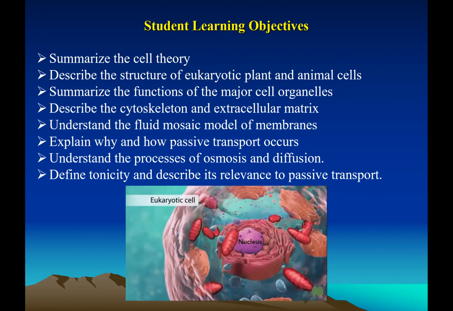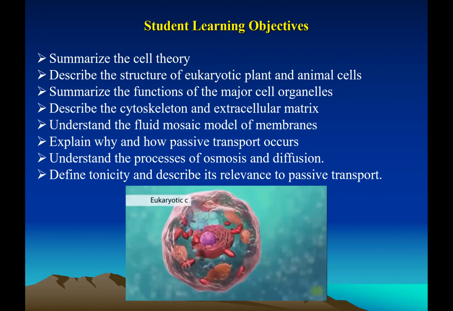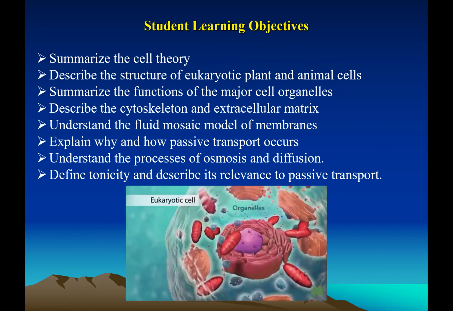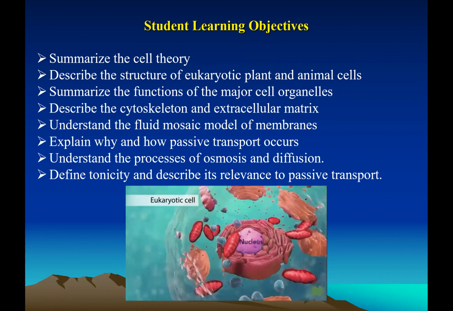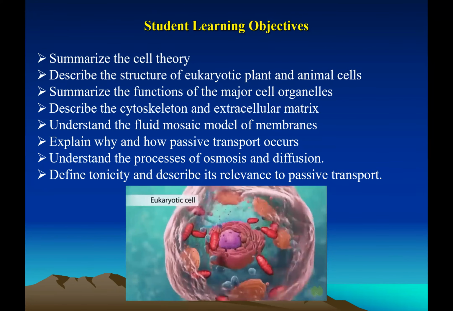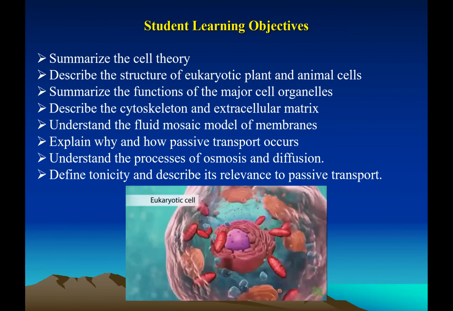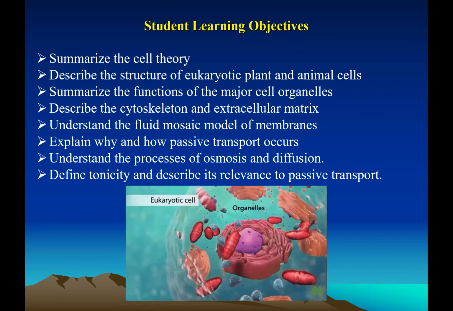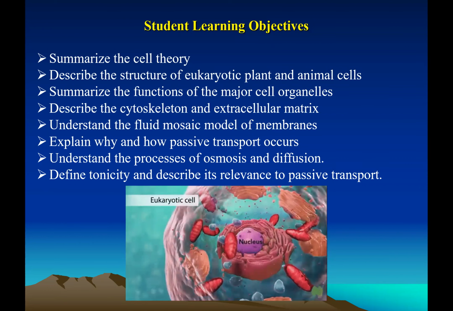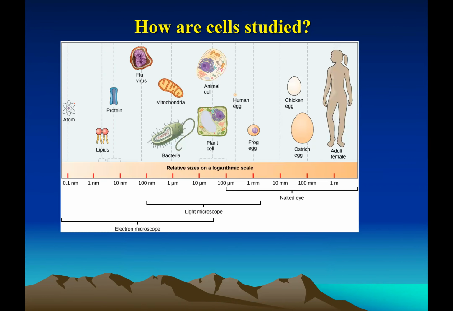We'll study the main structures in eukaryotic cells. That is you and me. Plants, animals, fungi, they are eukaryotic. So the main structures and the main functions in a eukaryotic cell. Next class, we'll study cell membranes and the function of cell membranes.